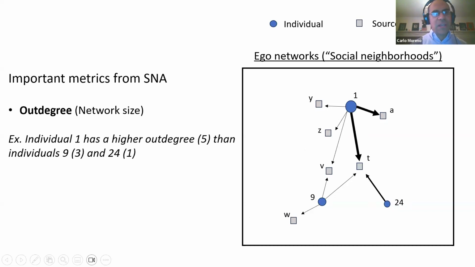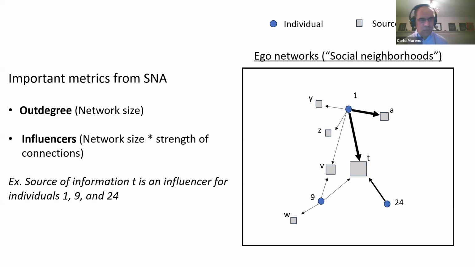So that gives you an indication of how diverse and how large that individual's network is. Another thing that social network analysis can do is tell you who the important influencers are. In this case, what you're looking for is which of these individual informants had more influence over this set of individuals. In this example, this enlarged square, informant T, is more influential because it connects to individuals 1, 9, and 24, and also based on the strength of that interaction. The strength of the interaction is denoted by the width of the arrow.